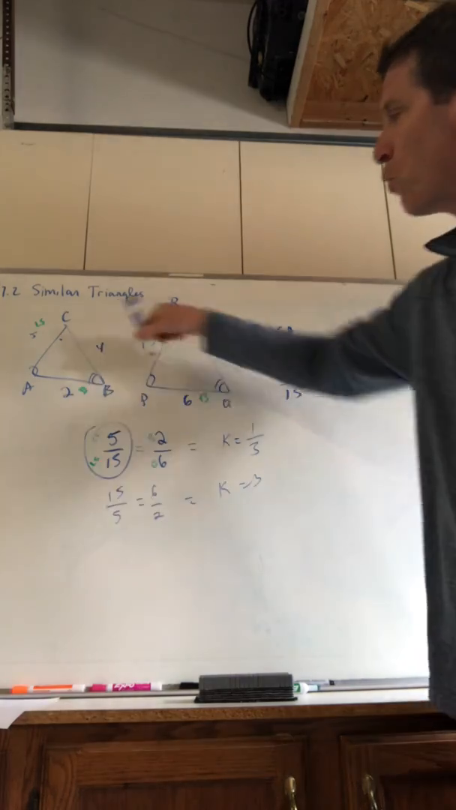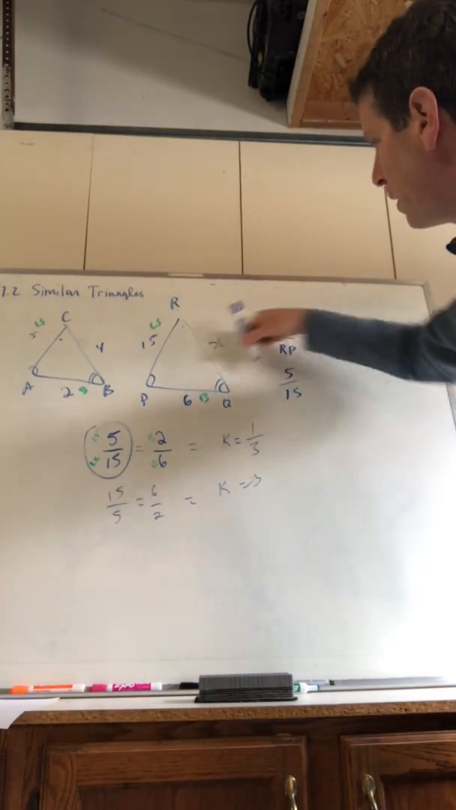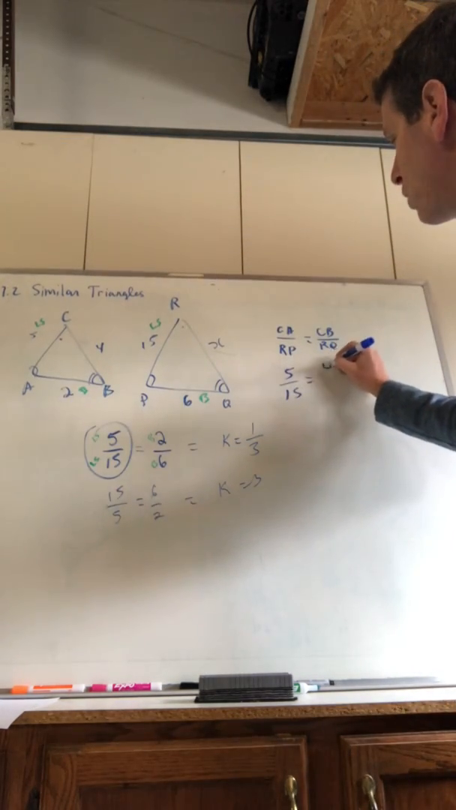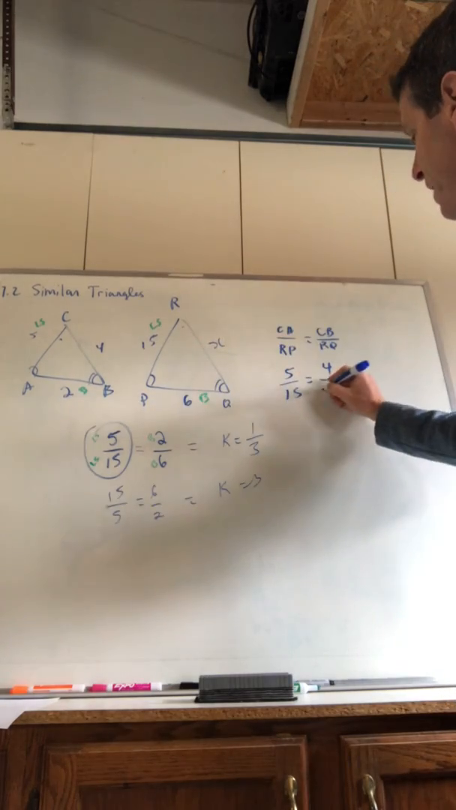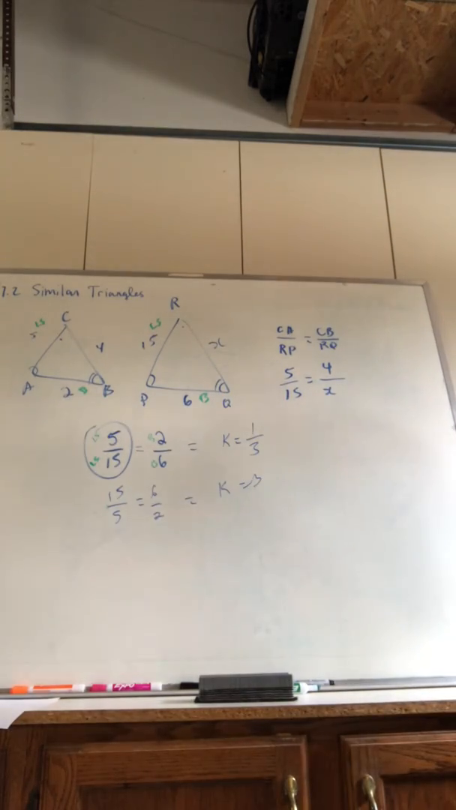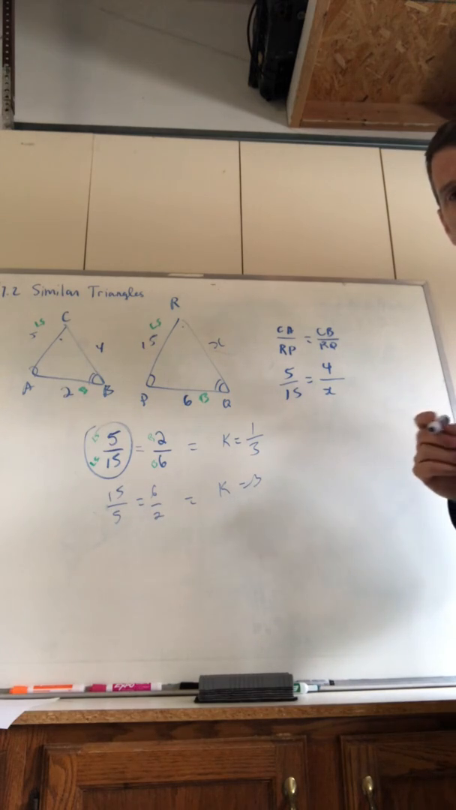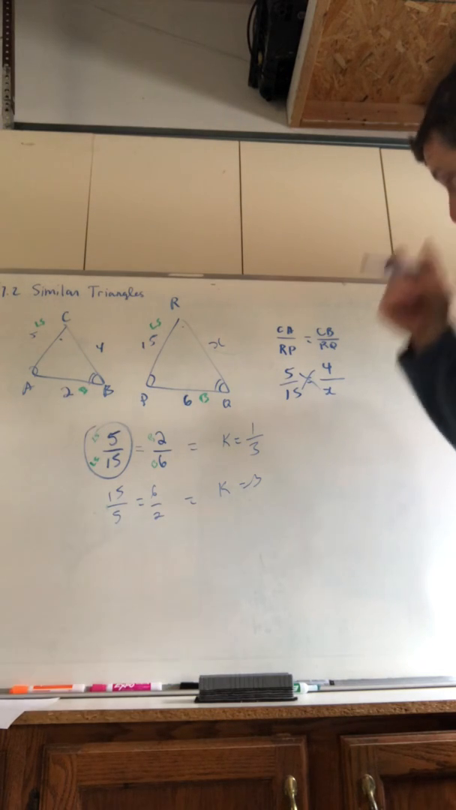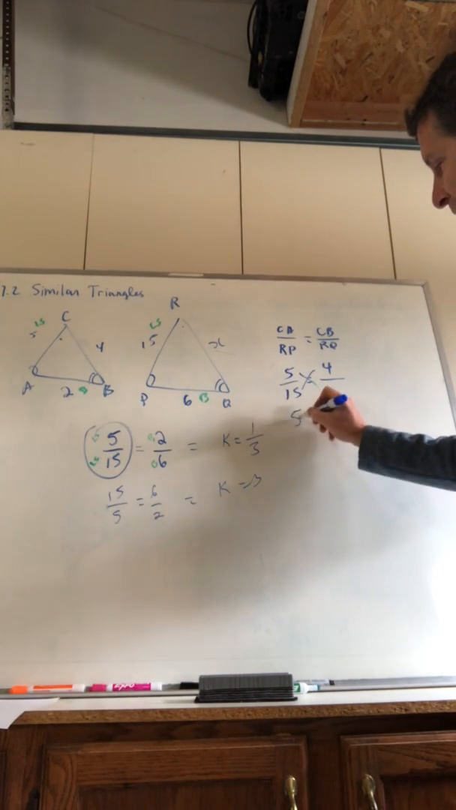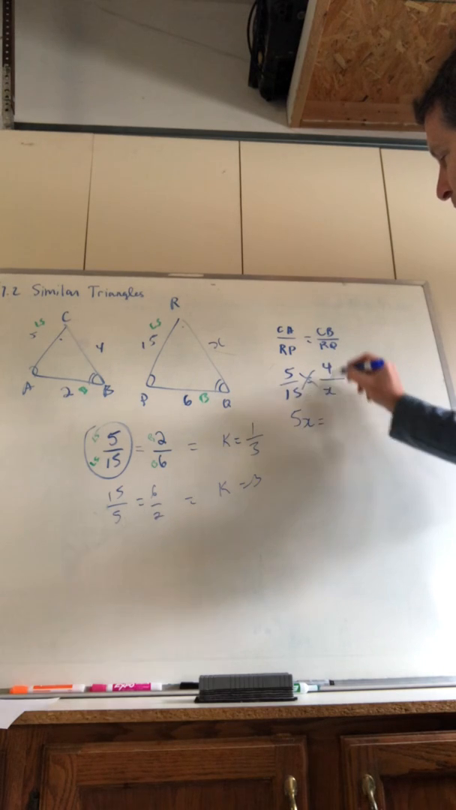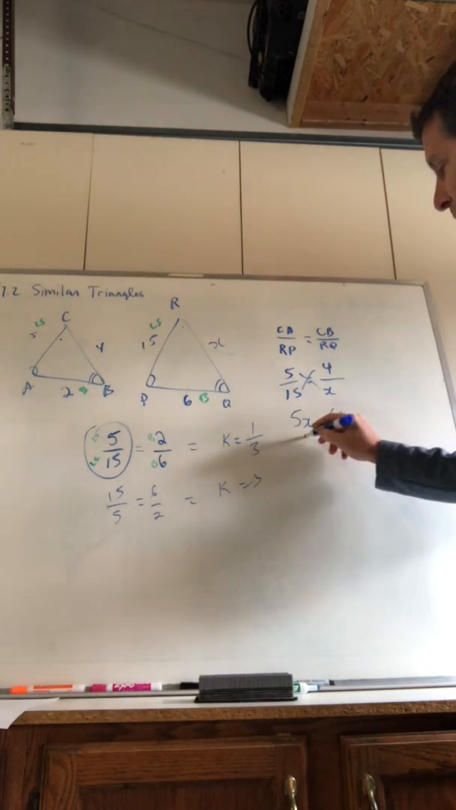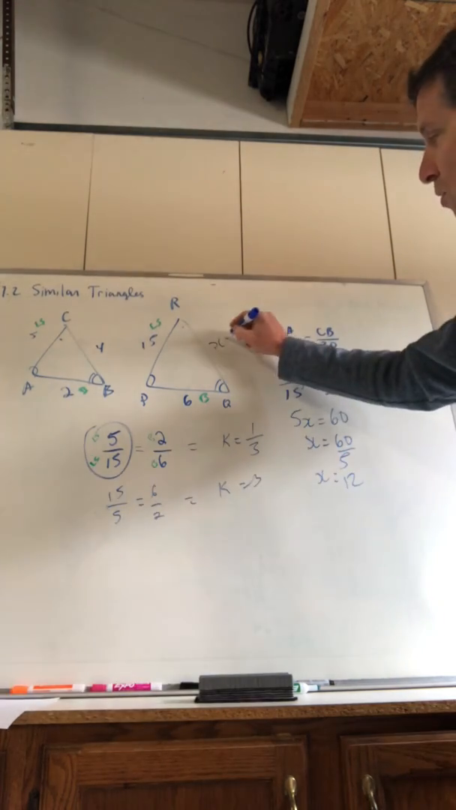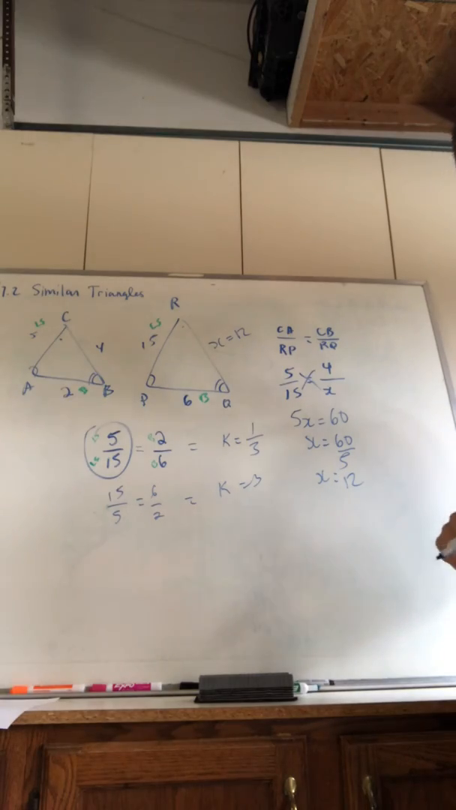And I want to say that that's proportional to CB and RQ. Now CB is 4 long, RQ, we don't know, it's X. So in order to solve these, there are lots of different ways to solve proportional statements. I'm just going to use a nice easy way of cross multiplication. So you're going to multiply across: 5 times X is 5X, and 15 times 4 is 60. And now we can solve algebraically, and we discover that X is equal to 12.